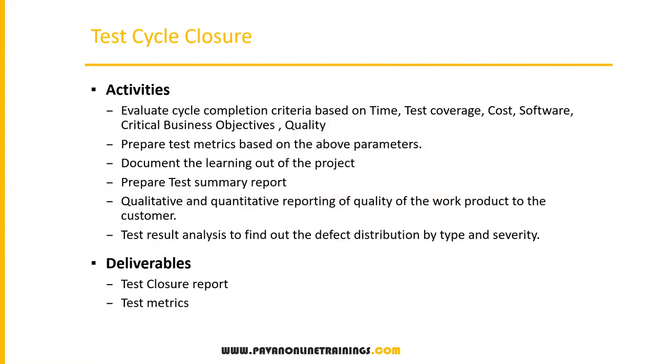So what exactly does test closure mean? Here we will stop our testing. So when do we have to stop our testing? We have certain criteria. Once we meet those criteria, we have to stop our testing. For example, you have 100 test cases. Once you have executed all 100 test cases, and all of them have passed and the bugs are closed, we can stop our testing. That is one criterion.